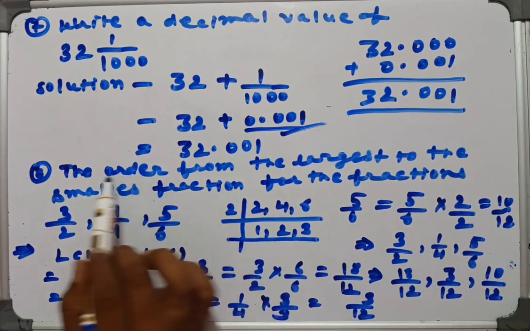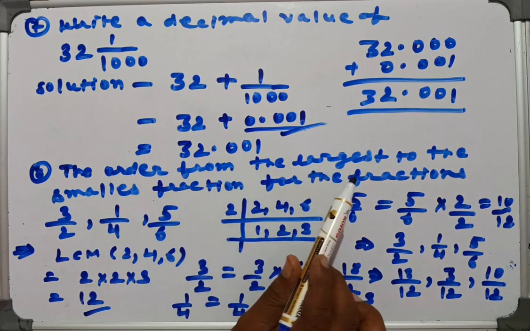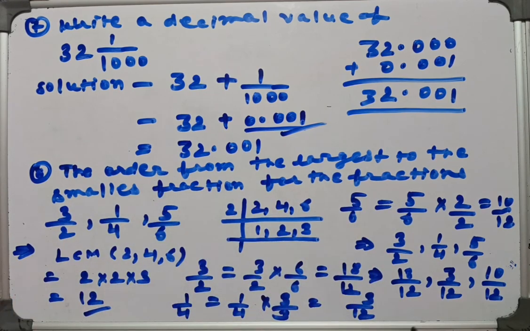Arrange in order from the largest to the smallest. So the largest number in the numerator is 18, then 10, then 3. So our solution is 18 by 12. This one is the largest. Now the second largest number is 5 by 6, and the last one is 1 by 4. So this is our solution.